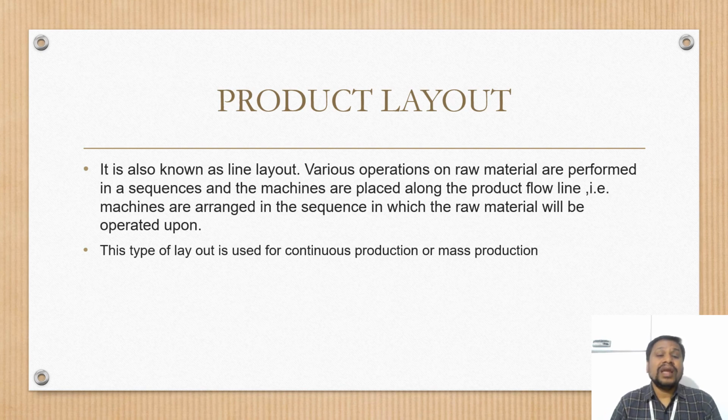In line layout, various operations on raw material are performed in a sequence and the machines are placed along the product flow line. That is, machines are arranged in the sequence in which raw material will be operated upon. So product layout is also called line layout, and it is used for continuous production or mass production.